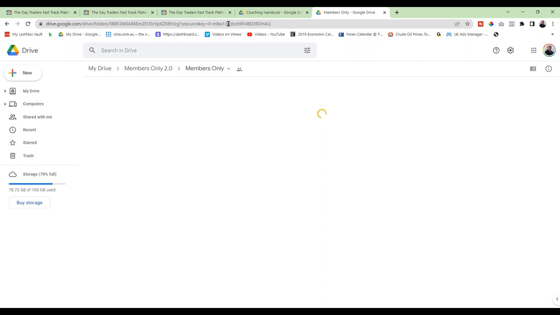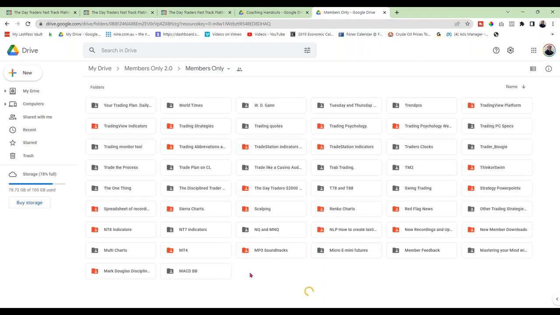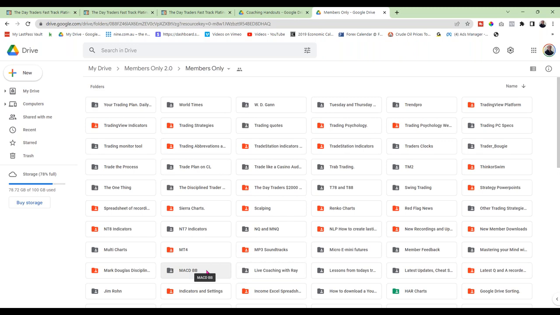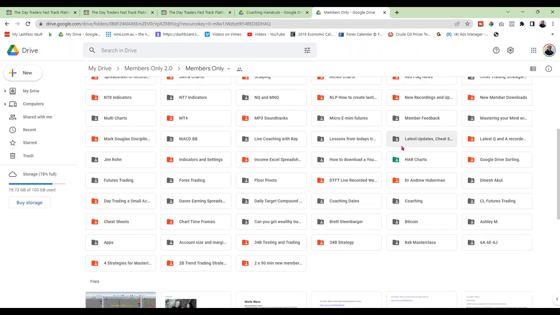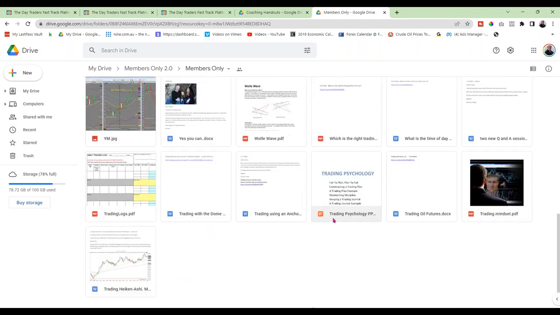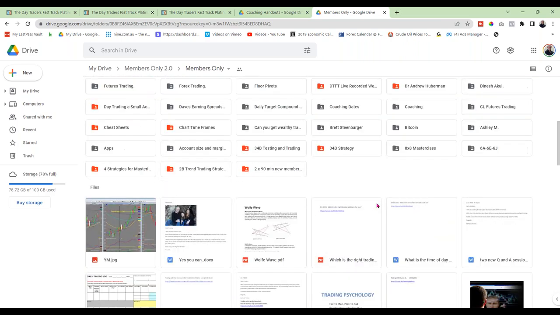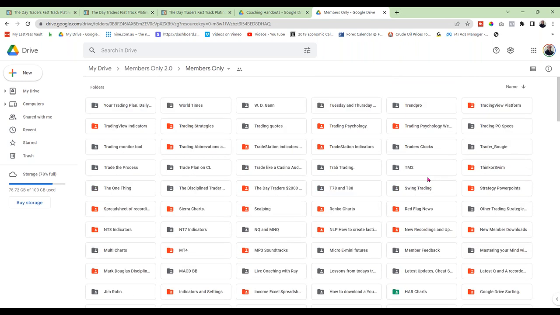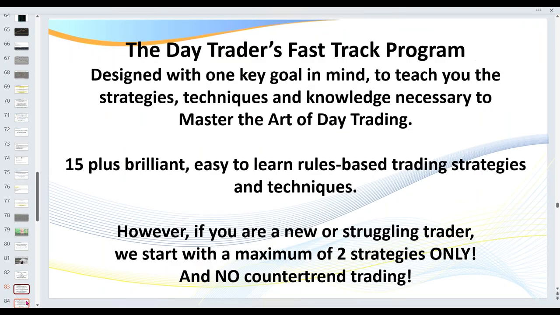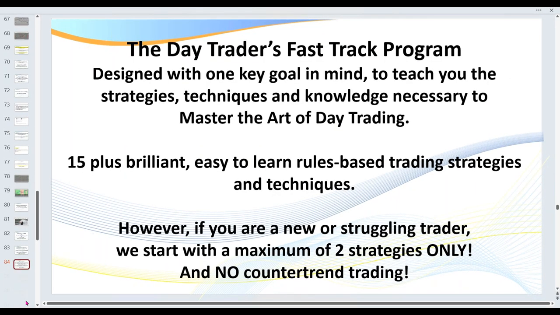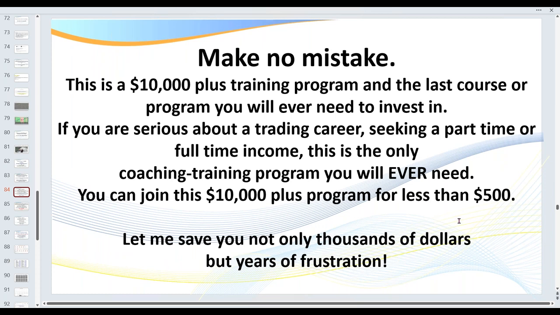Whoops, we'll just go back to that there. There are sessions on MACDs, indicators, all of the handouts. There are hundreds of them, okay? And if I scroll down here, there are over 40 PowerPoints now in my program. And once again, don't feel overwhelmed, because I walk you through it and teach you how to learn my setups. But this is a $10,000 plus program, because everything is there.